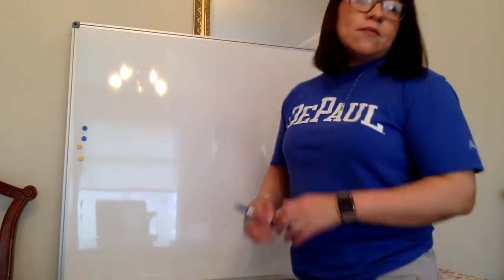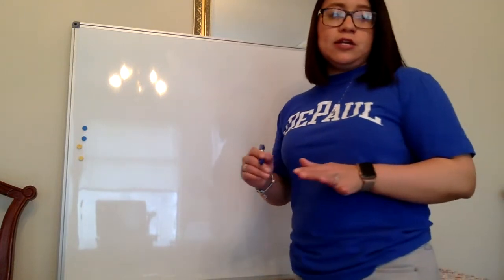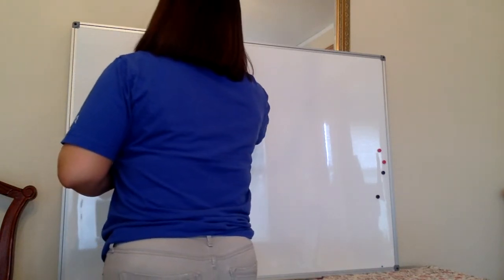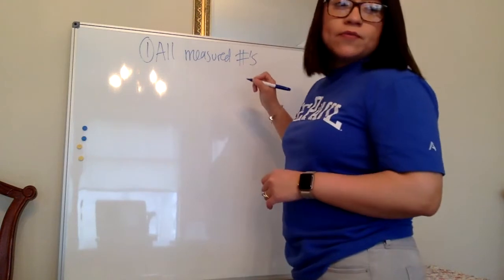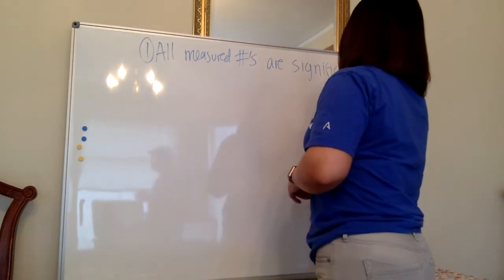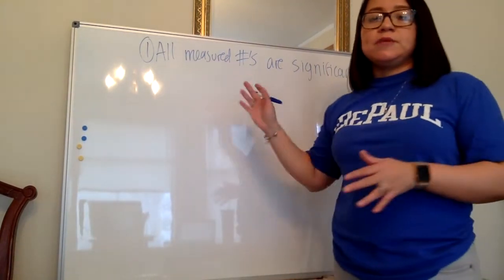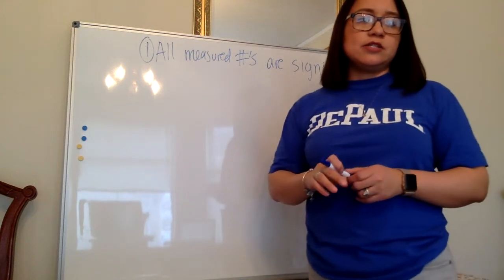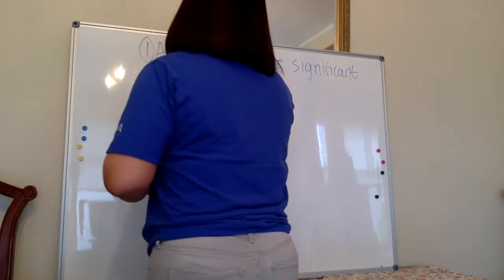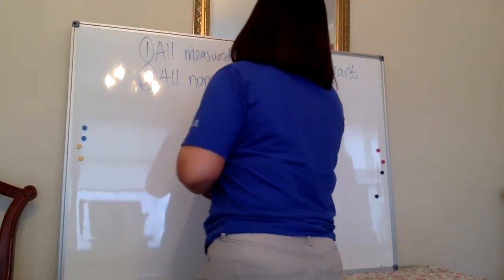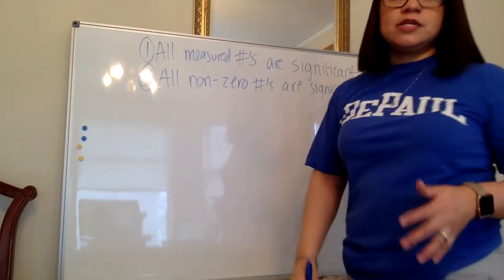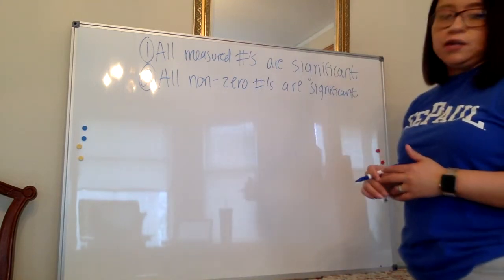So, the 5 rules for significant digits are: first, all measured numbers are significant. So basically any number from 1 to 9 is considered significant. And number 2 kind of states the same thing. All non-zero numbers are significant. So anything that's not a zero, guys, which is basically 1 through 9, is considered significant, okay?